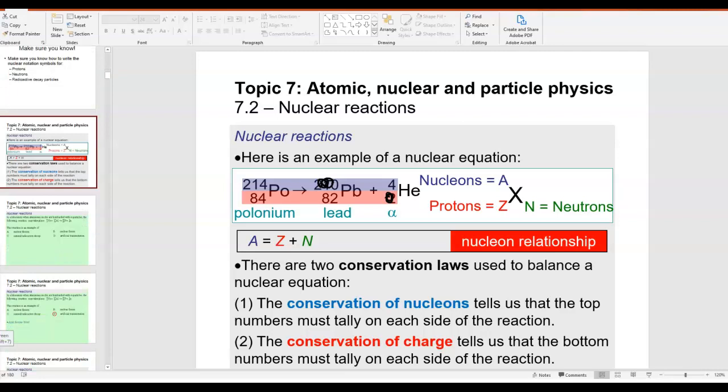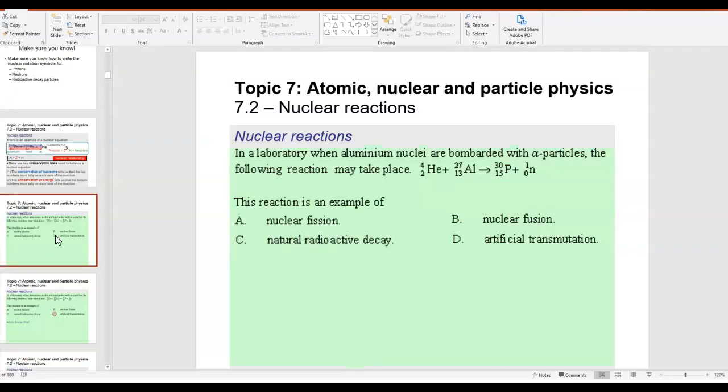Okay, so let's do some quick examples. Okay, the examples you're about to see are all from past IB exams. This question says, in a laboratory when aluminum nuclei are bombarded with alpha particles, the following reaction may take place. And then it asks you, basically, this reaction is an example of what? Now, the options are, fission, radioactive decay, fusion, and artificial transmutation. Okay, so see if you can use the context clues that we've talked about to answer this question.